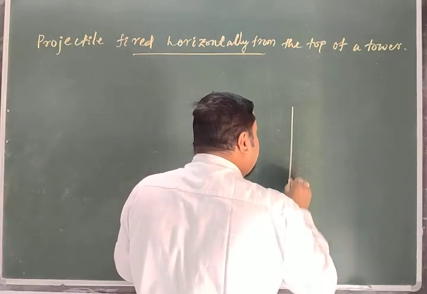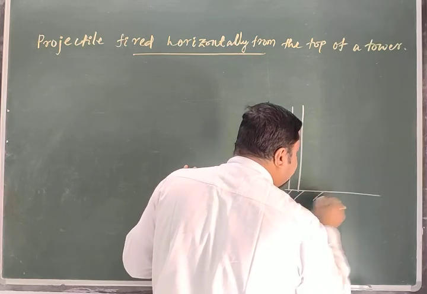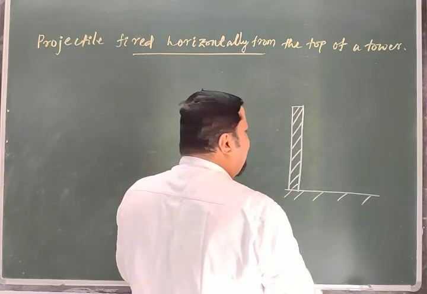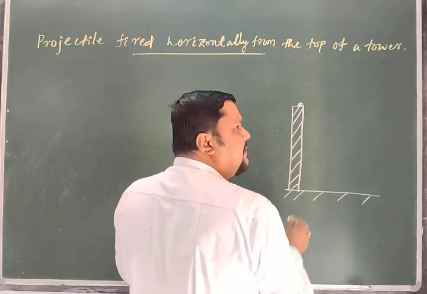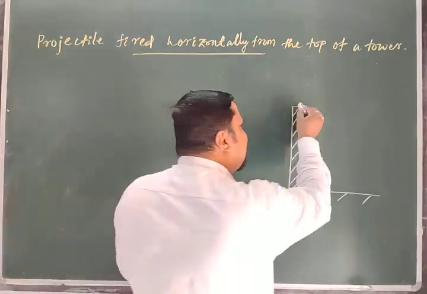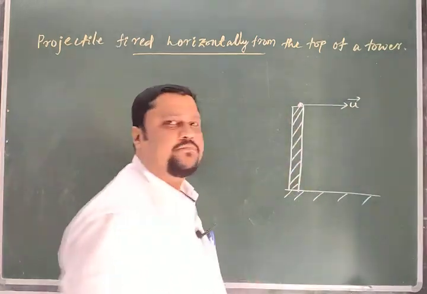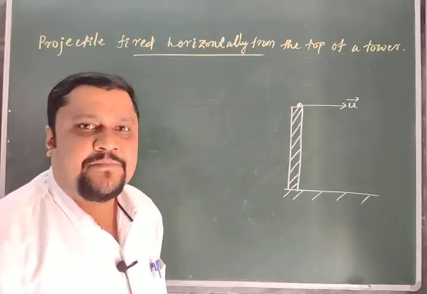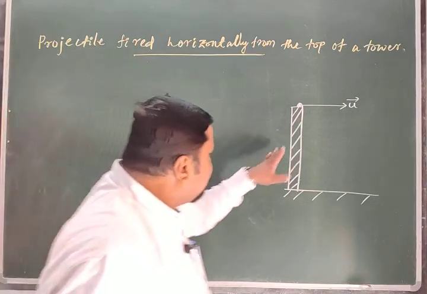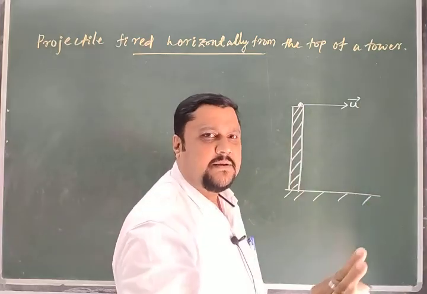So suppose this is the top of the tower, this is your ground, and this is the tower. On this tower, this is the body or the projectile, a point object, projected horizontally, means you are giving the velocity horizontally, that is u. We will discuss this case, the horizontal projection. From the top of the tower, at a certain height, you have given only the initial velocity.